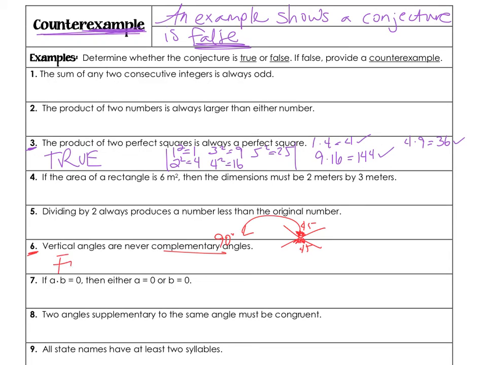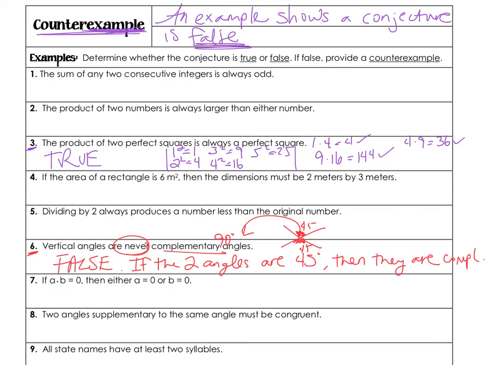So this would be false, because it's not always true, and because we have shown that if our 2 angles are 45 degrees in our picture right there, then they are complementary. So it proves that this word right here, never, cannot be the word that should be used. So our explanation, so provide a counterexample. We can say it's false, but the whole explanation is the biggest part here. If we have 2 angles that are 45 degrees that are vertical, like our picture right there, then they are complementary. So it proves that the second part of our sentence is not true.